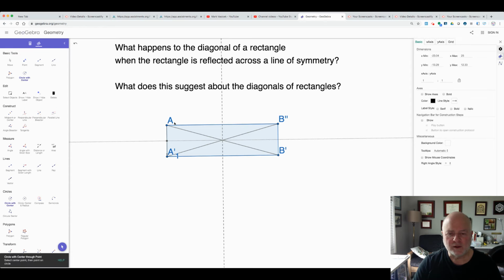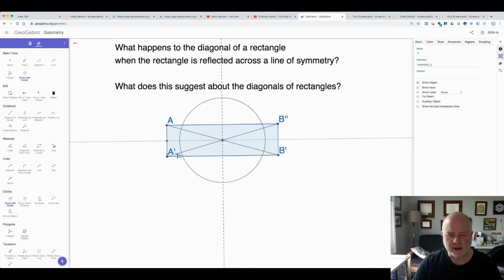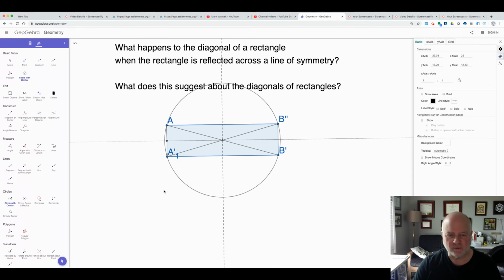Well, it looks like these are both going to be congruent, and it looks like they're going to be on a circle. And in fact, that's the truth.